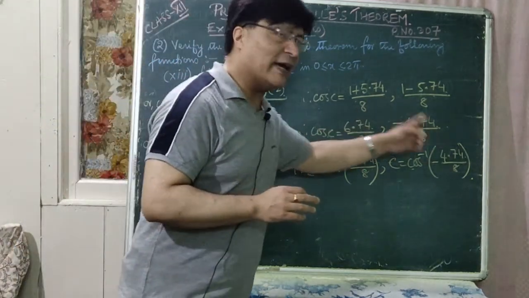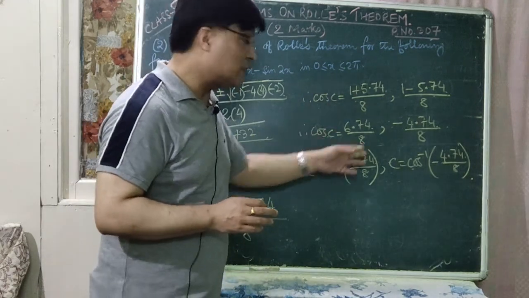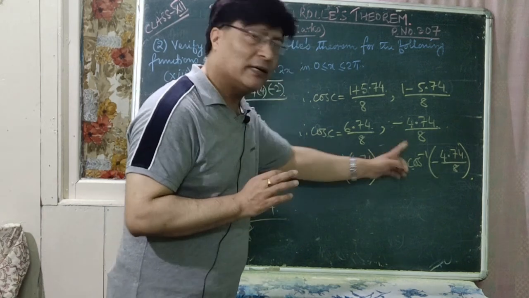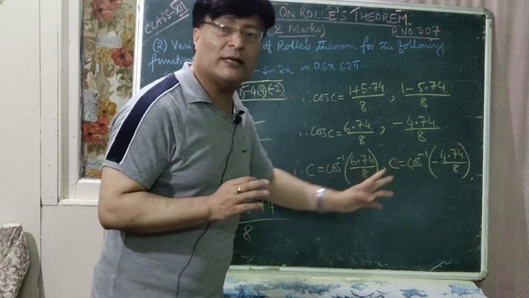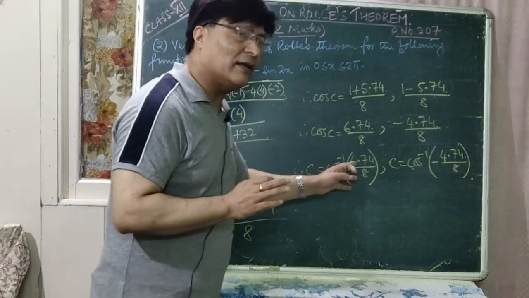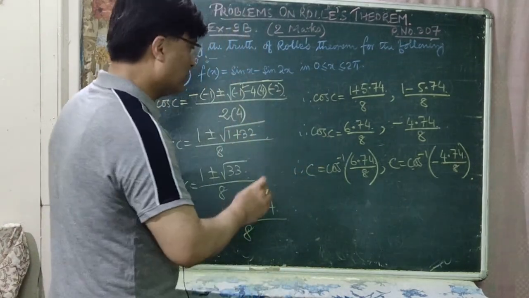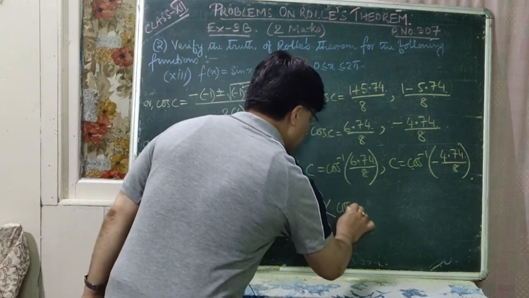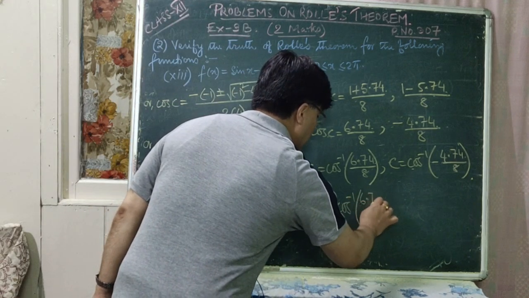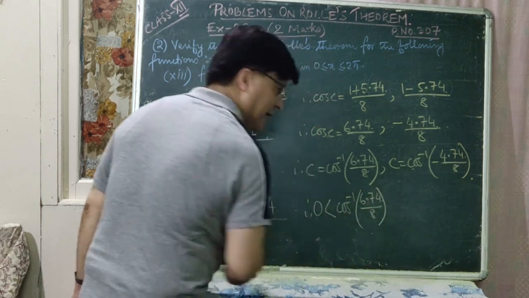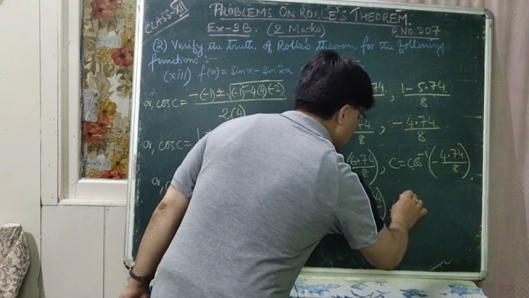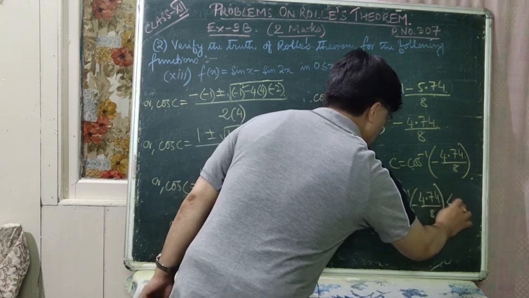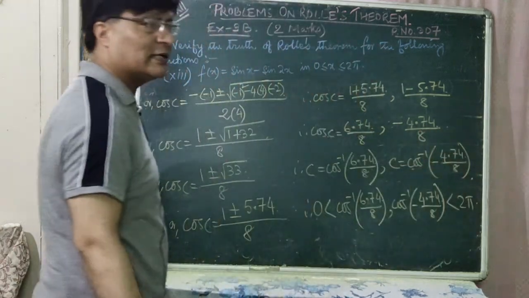That means these values lie, that is, c. The value of c will be an angle, and this angle lies within 0 and 2 pi. So we can write here, therefore, 0 is less than cos inverse of (6.74 divided by 8), cos inverse of (minus 4.74 divided by 8), less than 2 pi. Is that clear to all of you?